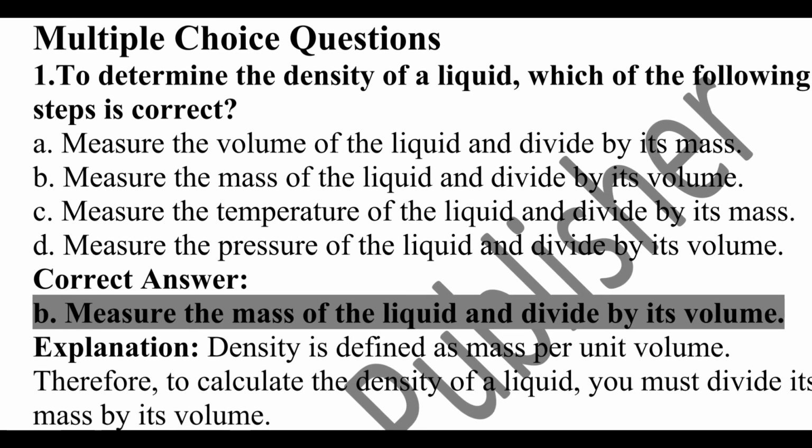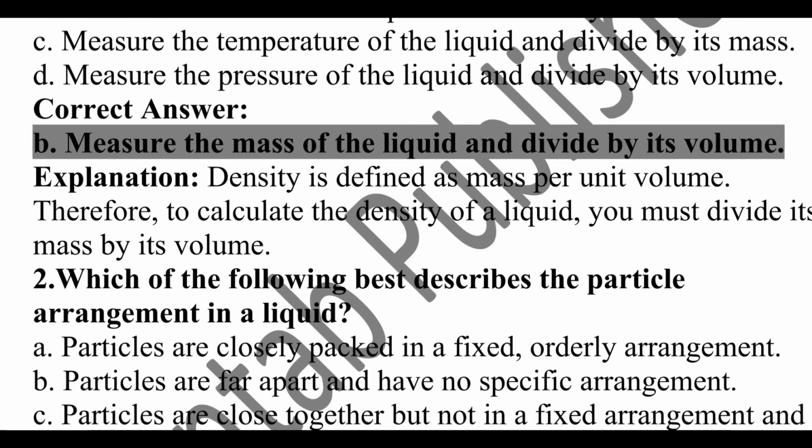Option A. Measure the volume of the liquid and divide by its mass. Option B. Measure the mass of the liquid and divide by its volume. Option C. Measure the temperature of the liquid and divide by its mass. Option D. Measure the pressure of the liquid and divide by its volume. Correct answer is B. Measure the mass of the liquid and divide by its volume. Explanation. Density is defined as mass per unit volume. Therefore, to calculate the density of a liquid, you must divide its mass by its volume.